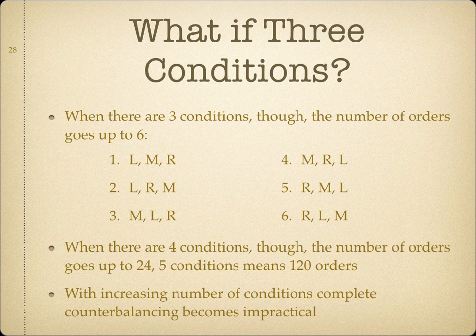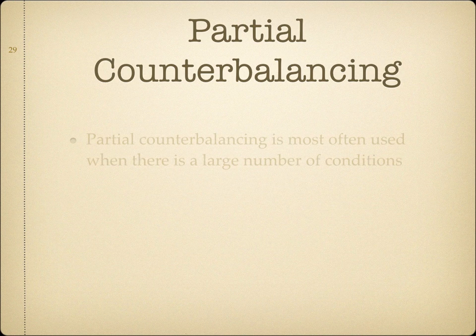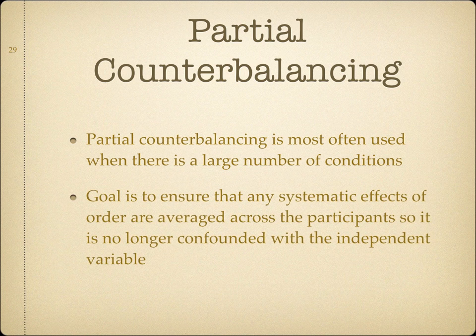Because you may have more than just 3 conditions, you may have 4 or 5 conditions in your study, and you do want to try to deal with order effects to some extent, there are partial counterbalancing methods. Partial counterbalancing is used when there's a large number of conditions, and the goal is that any systematic effect of order is averaged out across the participants, so it's no longer a confound with the independent variable. You're just trying to have a good number of the possible orders presented, so there's no systematic, consistent ordering to the variables.